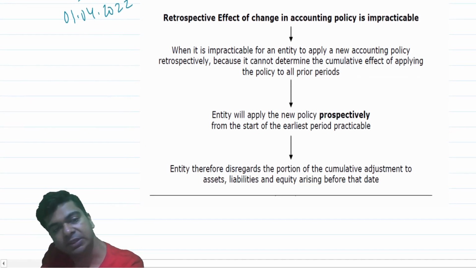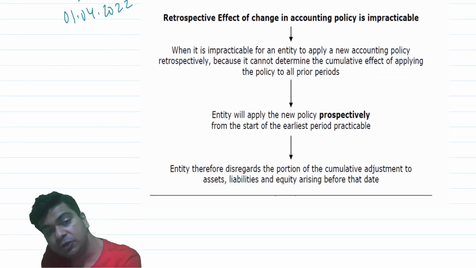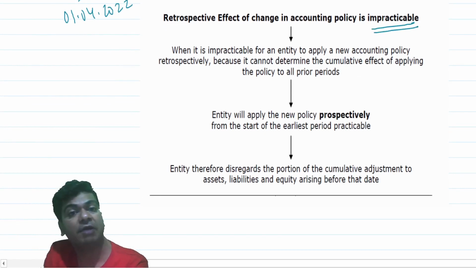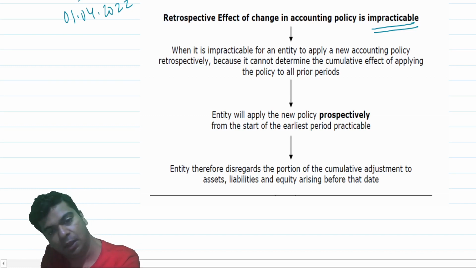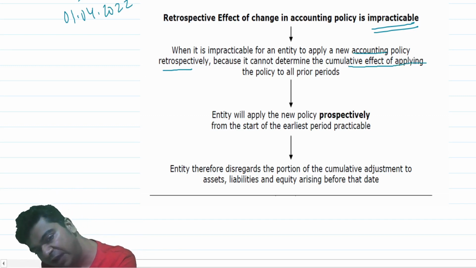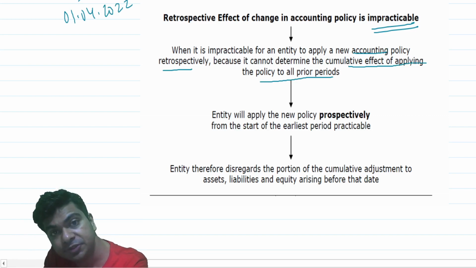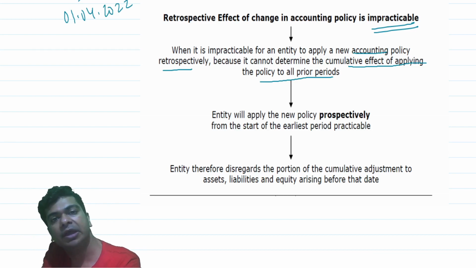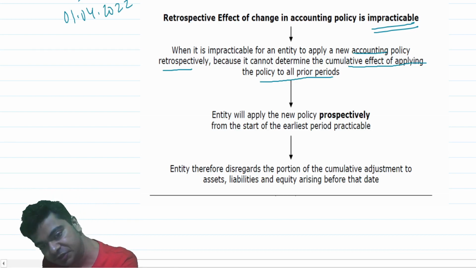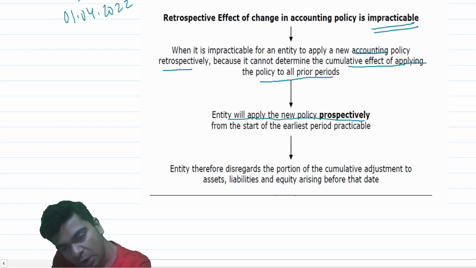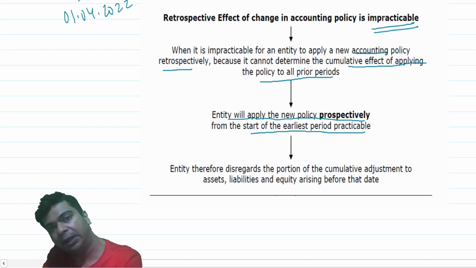Yes, the point that we were discussing: retrospective effect of change in accounting policy is impracticable. Then give the effect from the period it is practicable. They say when it is impracticable for an entity to apply a new accounting policy retrospectively because it cannot determine the cumulative effect of applying the policy to all the prior periods. As I said, my company was formed 25 years ago. I do not have all the information relating to all the prior periods. The entity will apply the new policy prospectively from the start of the earliest period practicable.